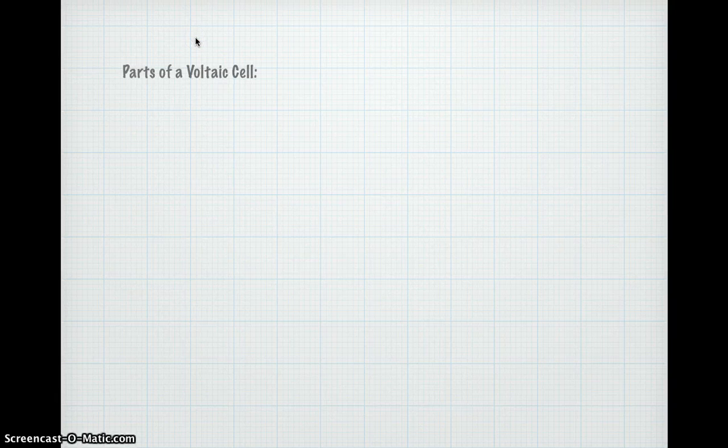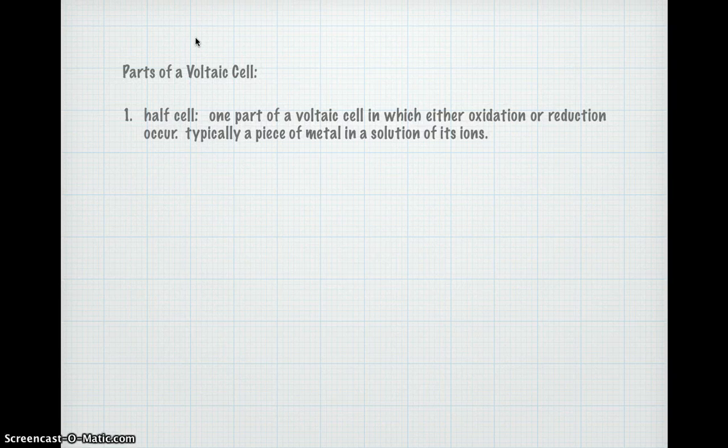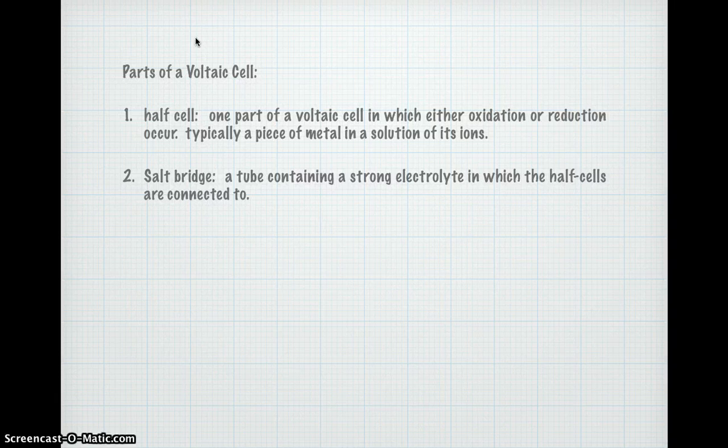Alright, there are parts to a voltaic cell. One is called the half cell. It is one part of the voltaic cell in which either oxidation or reduction occurs. Typically a piece of metal in a solution of its ions is a half cell. Another part of a voltaic cell is a salt bridge. It is a tube containing a strong electrolyte to which the half cells are connected.